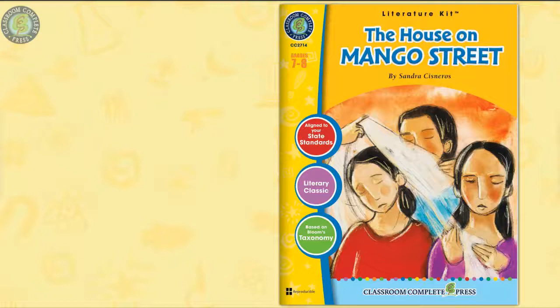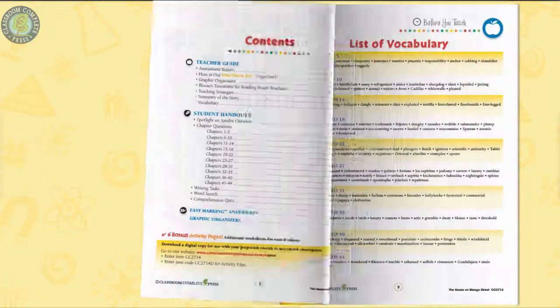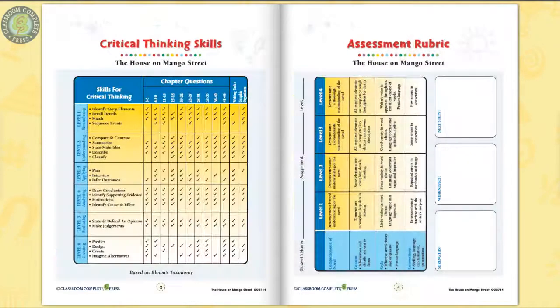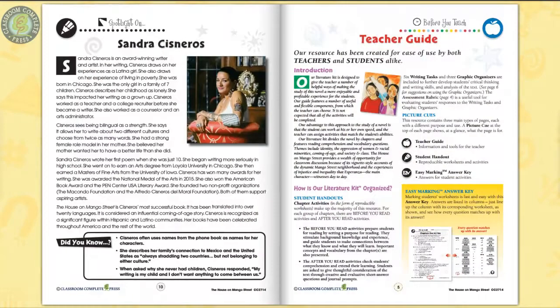This literature kit on The House on Mango Street by Sandra Cisneros provides a variety of activities that will keep students engaged and involved in the reading. 55 pages chock full of a variety of scaffolding strategies incorporated in our Before You Read worksheets for each chapter section, along with vocabulary prompts to prepare your students for the reading, with rubrics, teacher guide, and author biography.